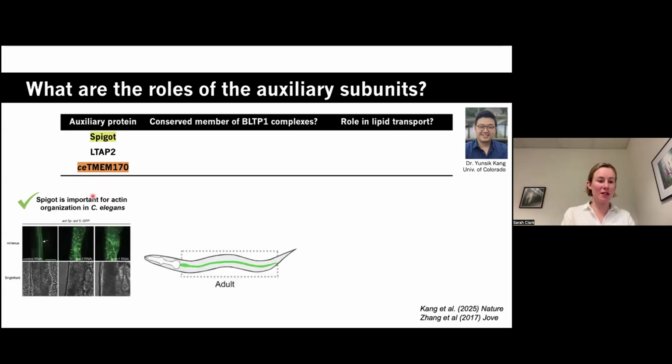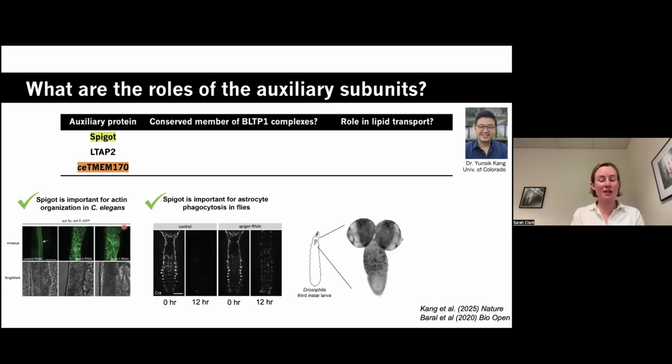So the first thing that we did was knock down spigot in C. elegans and look at actin organization. Actin organization is dependent upon proper lipid distribution, and a normal apical actin membrane looks like this, where you see these two sort of straight lines. And then you knock down LPD-3, and it's a complete disorganized mess, and the worms are very sick. Knock down spigot, and it's also a complete mess, indicating that spigot is important for lipid transfer in C. elegans.